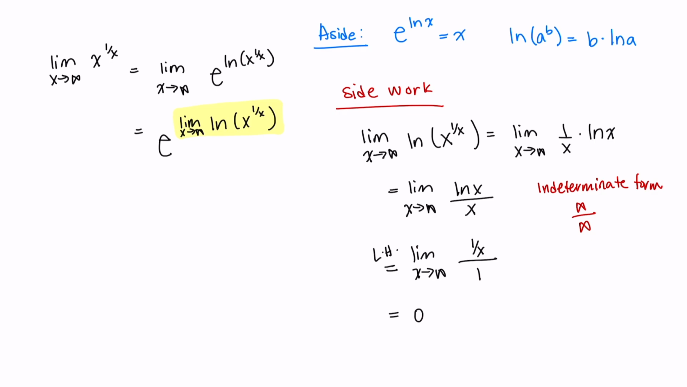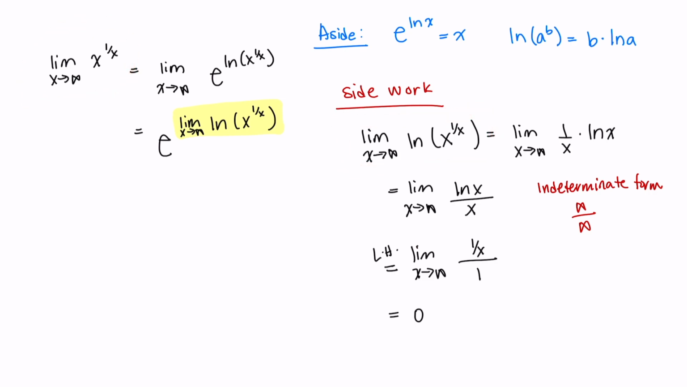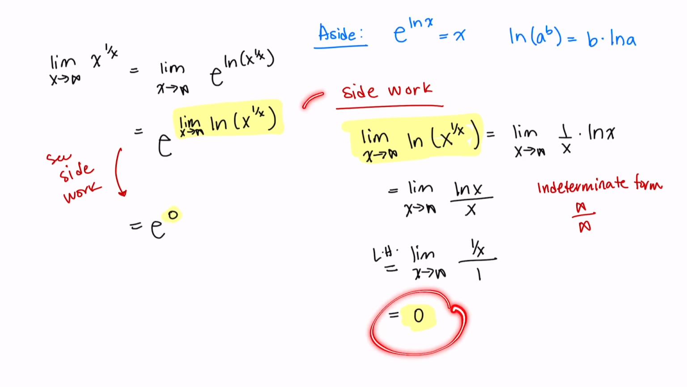Now, this doesn't mean that this limit is 0. It means that the limit of the natural log of x to the 1 over x is 0. So that's this right here. And let me highlight it just to make it really clear. These are all the same. So now this here was all done in the side work. And what I end up with is e to the 0 power. And again, that 0 comes from this side work. Anything to the 0 power is just 1.